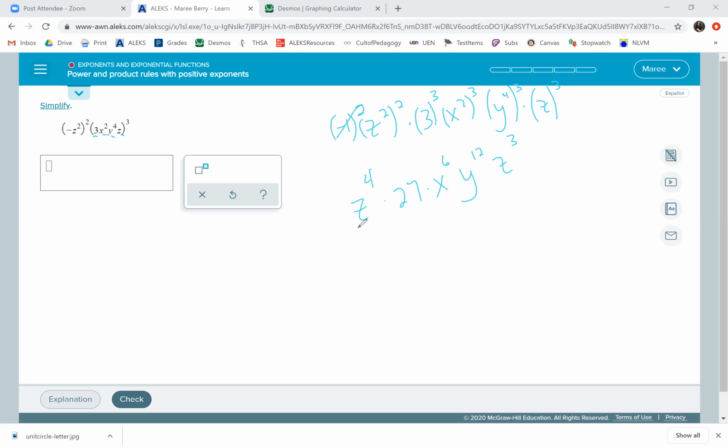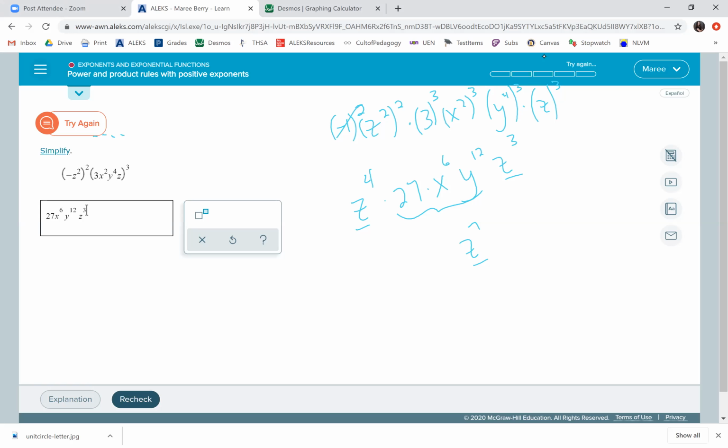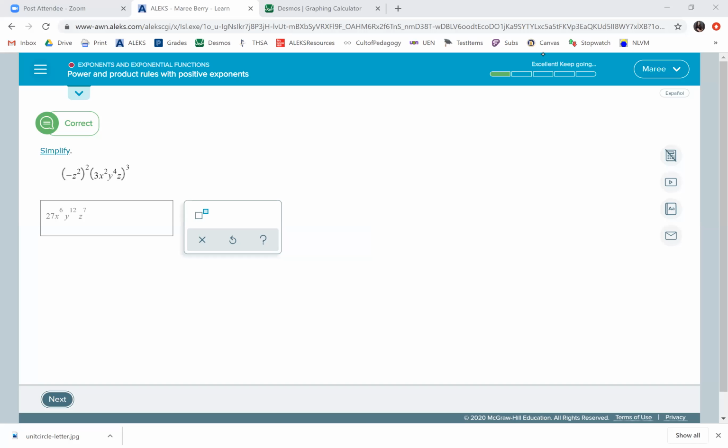So the only ones that are the same are these, so we're going to add 4 and 3 to get z to the 7th. So we need all of this written down in our answer. So we have 27, x to the 6th, y to the 12th, z to the 3rd. Uh-oh. Okay, that's because I forgot this z to the 4th. I mean, that should be 7th. I had it right in my answer, I just didn't type it right. Okay, so we know how that works. Get that a lot, don't we?